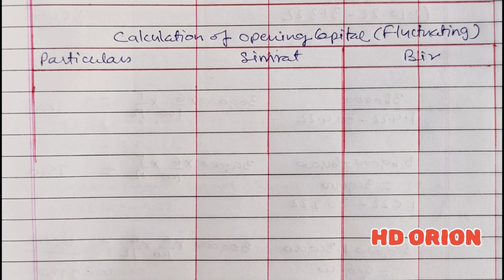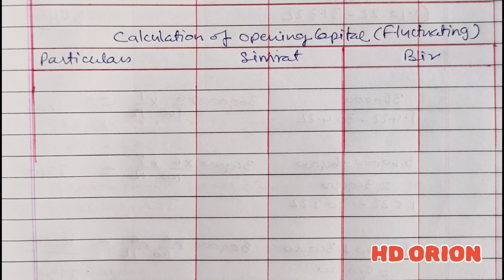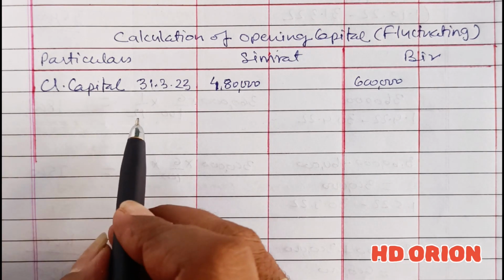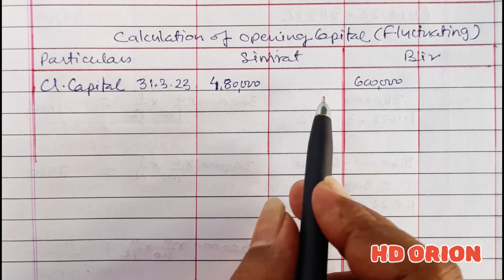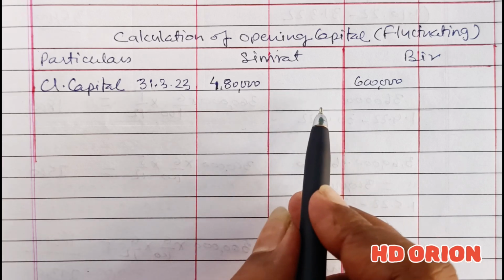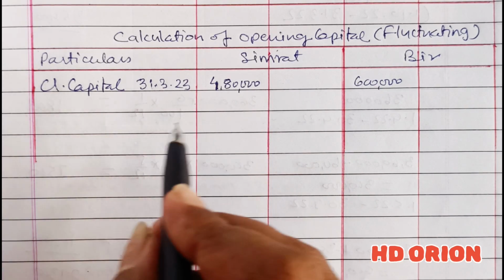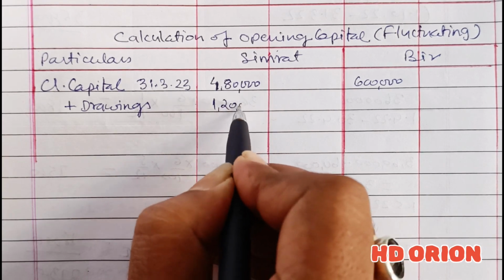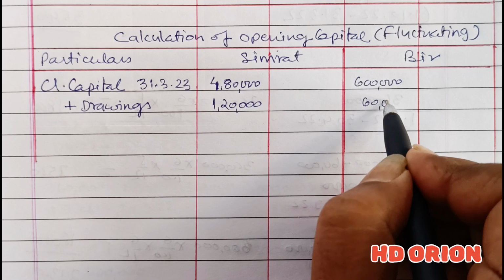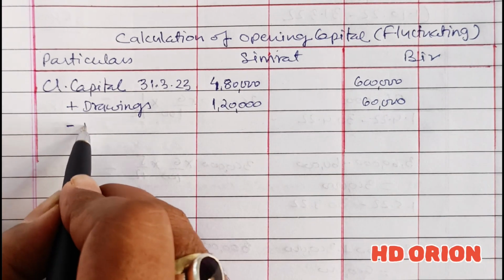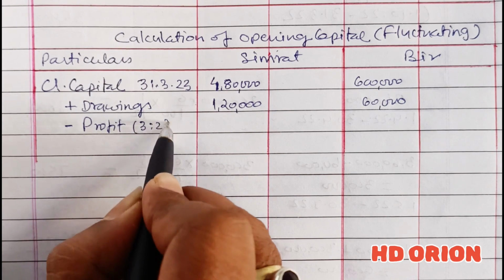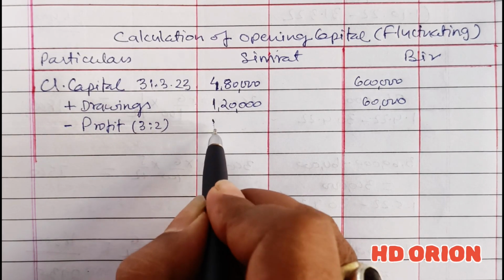Now let us calculate opening capital when capital accounts are maintained in fluctuating method. Fine. It is rupees 4,80,000 for Simrat and rupees 6 lakh for Beer. Now profit is also in this. At the same time, drawings out of profit is also here to be adjusted. So on the same date, that is 31st of March 2023, we will add back drawings of rupees 1,20,000 for the first partner and rupees 60,000 for the second partner. These are drawings out of profit, and we will subtract profit for the year, which is rupees 2,40,000 in the ratio 3:2. So for the first partner, the profit is rupees 1,44,000.